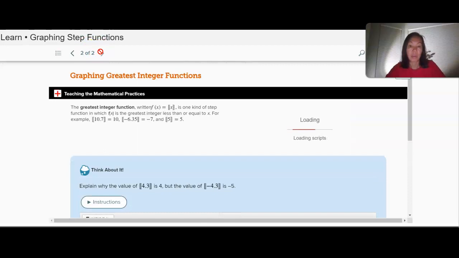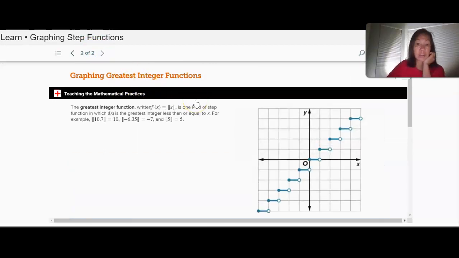Now, we're also going to look at what we call the greatest integer function. The greatest integer function is a type of step function. You see it written like a double vertical bar, or double bracket, around the x. This means the greatest integer less than or equal to x. So for instance, if I see those double bars around 10.7, this means the greatest integer less than or equal to 10.7. What's the closest integer to this, but not bigger than this number? And that would be 10.